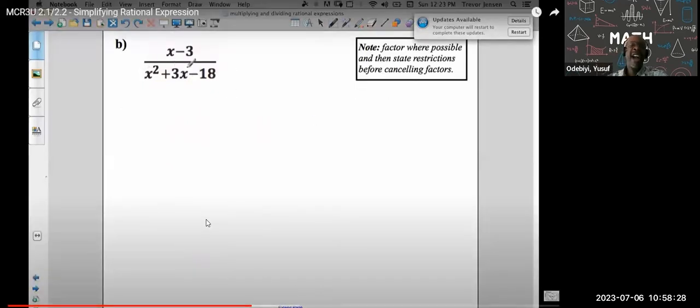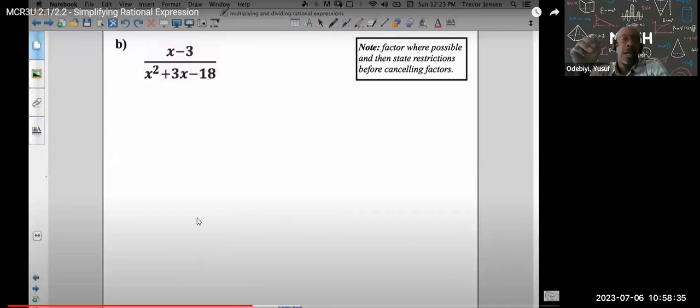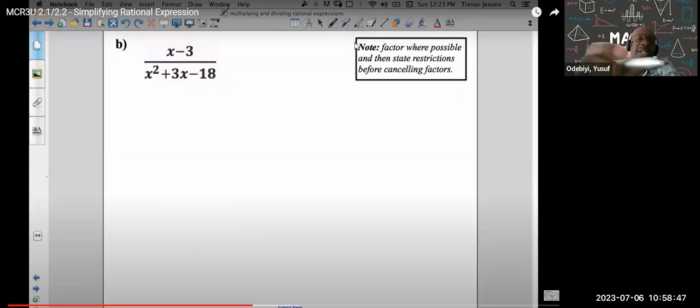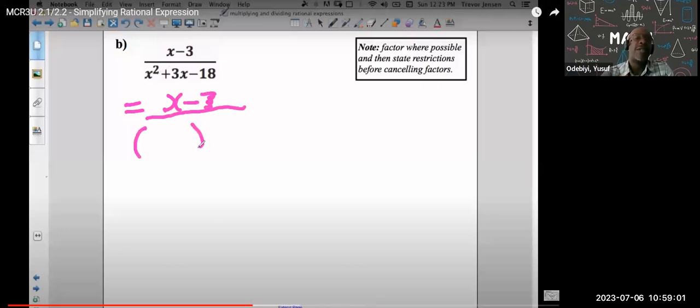Next example. In this case, we got to simplify, right? So if we got to simplify, we got to look at the bottom. There's really nothing you can do with the top. X minus 3 looks like that's as low as it can be. But the bottom, x squared plus 3x minus 18, can be simplified, because I can turn that into factored form. So factored form means I'll have two brackets here.